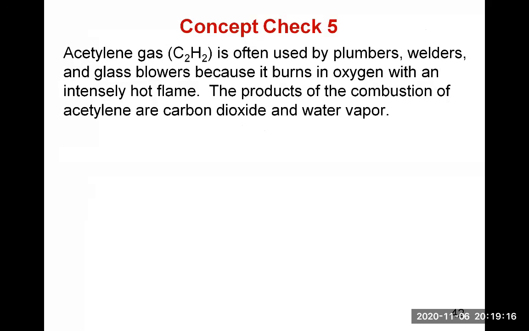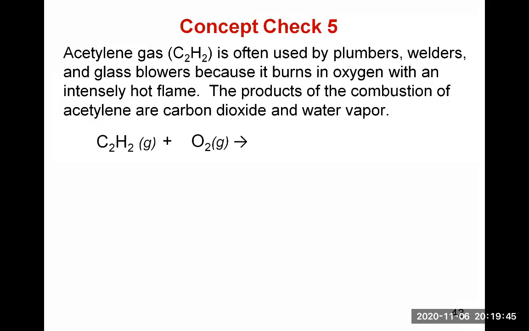So let's write the skeletal equation for this. Acetylene gas, the formula is given, it's C2H2 gas. It is used and burns with oxygen. So oxygen is the oxygen from the air, and that's the elemental oxygen O2, and that's a gas. They burn to produce carbon dioxide and water.